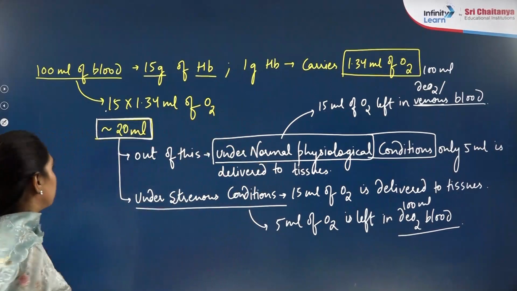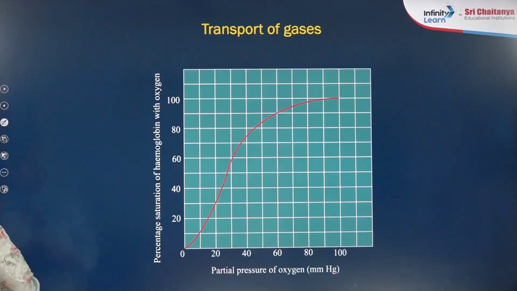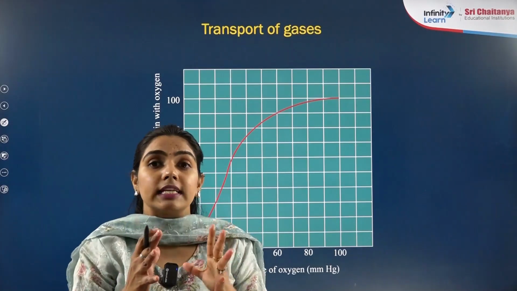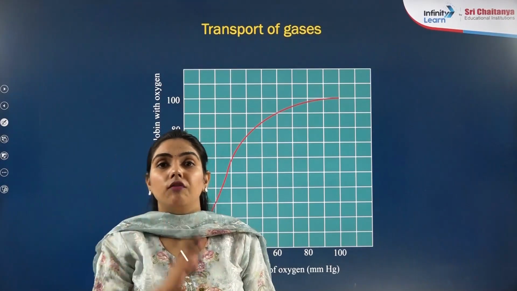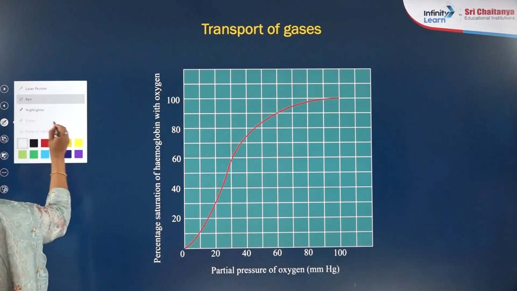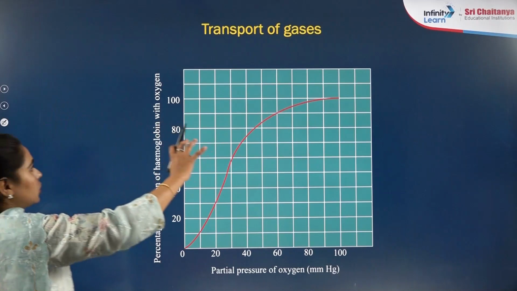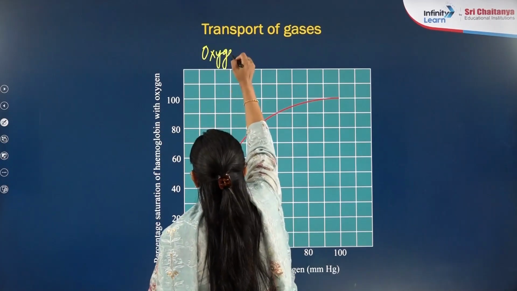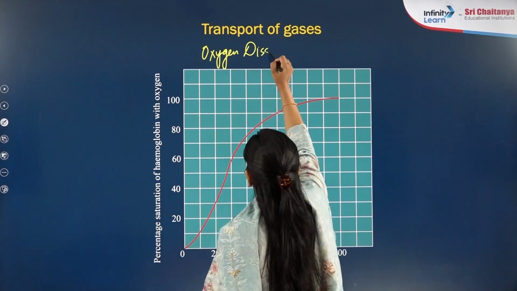Now, I will discuss with you the very important oxygen dissociation curve, which will explain how the binding of oxygen with hemoglobin occurs. So now the topic is the oxygen dissociation curve.